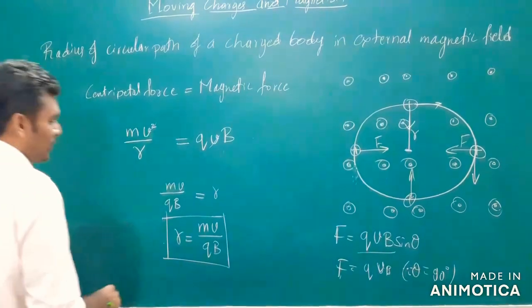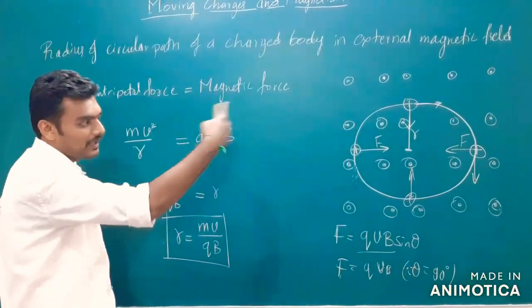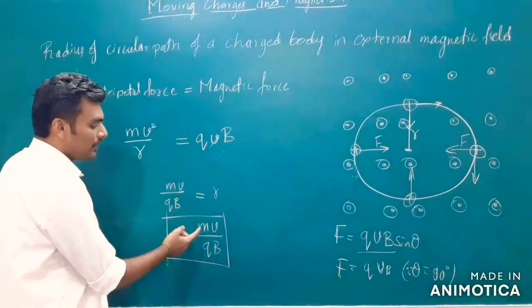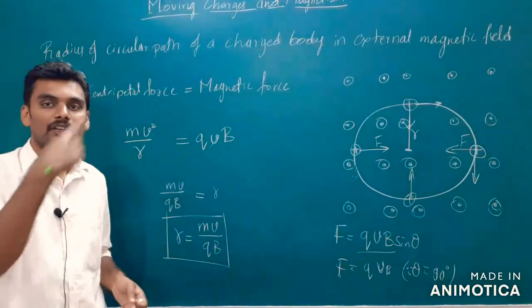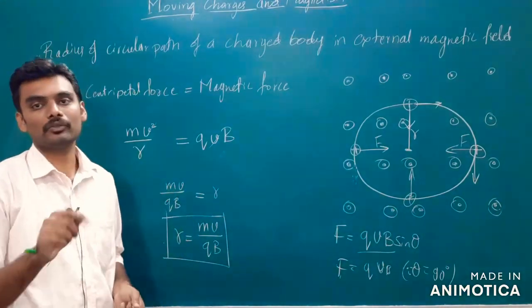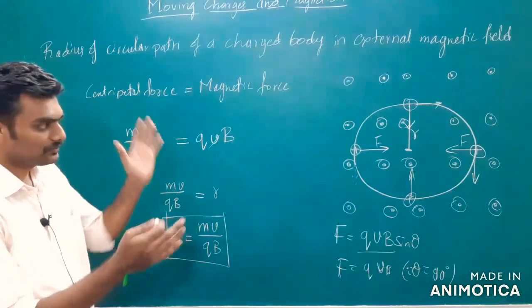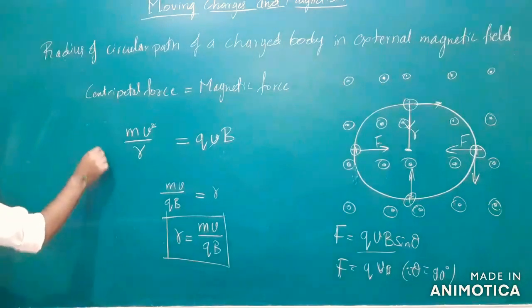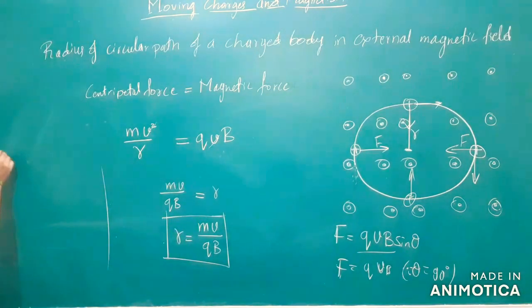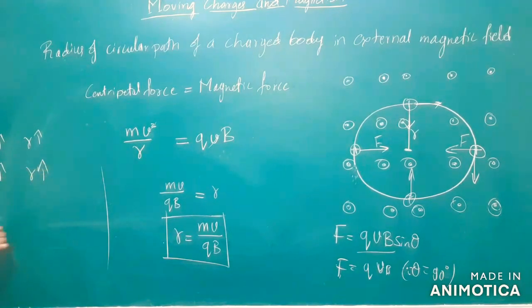This expression is important because if we make a charged body take a circular path like this, these factors m, v, q and B will decide how big or how small the circular path will be, right? Because the radius decides the size of the circular path. So according to this expression, we can interpret that the more the mass of the body, the more the radius. And the more the velocity of the body, the more the radius. The more the charge of the body, the lesser the radius.